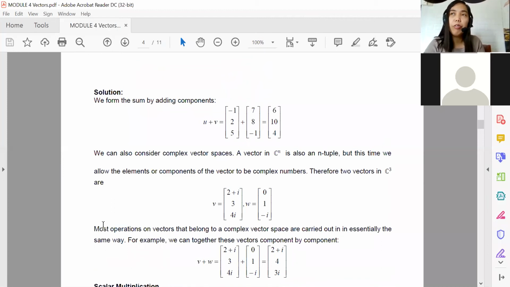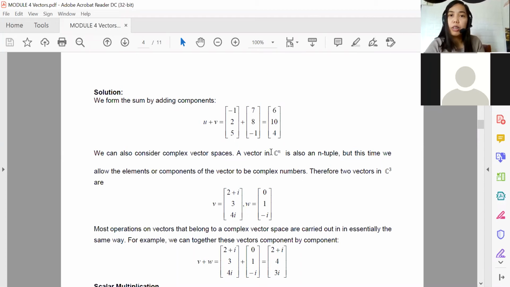If we have a real vector space, we also have a complex vector space. So some of the elements, or maybe all of the elements, are complex or imaginary. We can also consider complex vector spaces, a vector in Cn. So this is the symbol for complex, right?